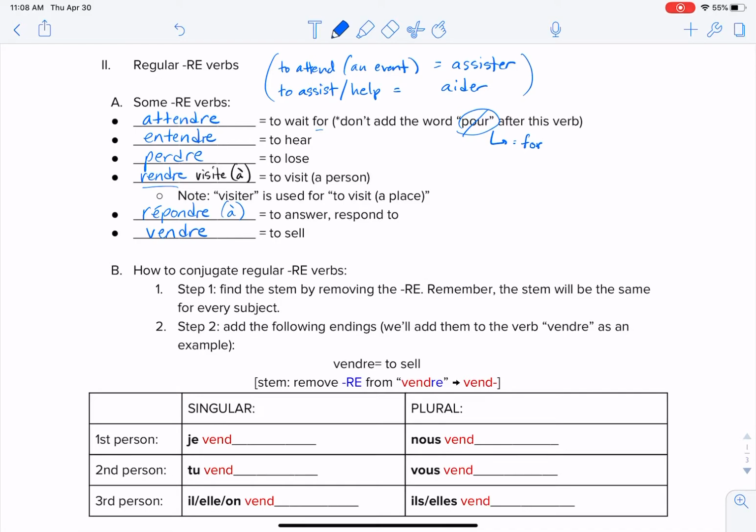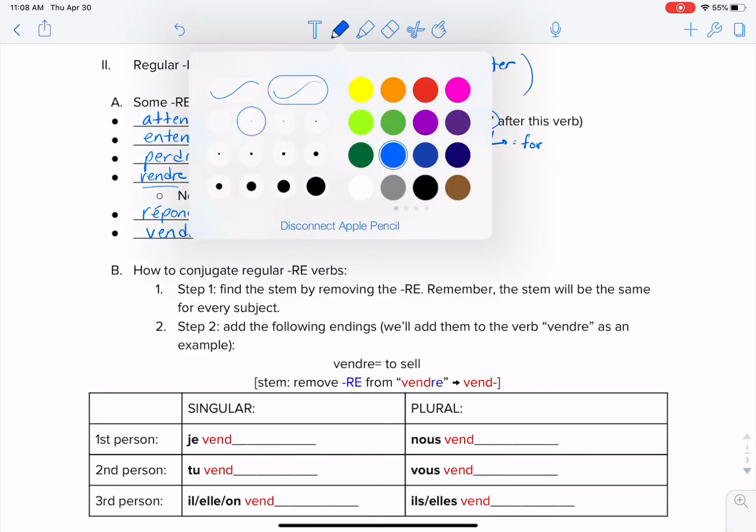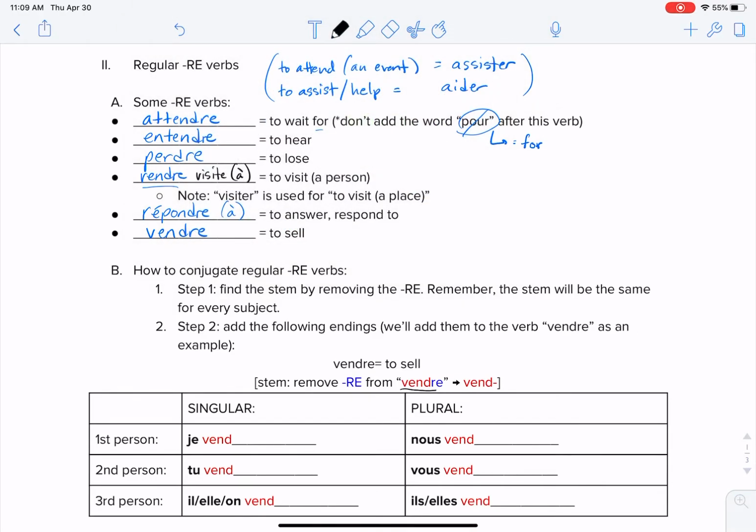Okay, now that we know some of these verbs, how do we use them? First step, to conjugate regular RE verbs, find the stem. Remove the RE from the ending. So here on vendre, for example, I would chop off the RE, and this becomes my stem. And then that's going to be the stem for every subject. Easy enough. Chop off the RE, and then the stem is the same for each.